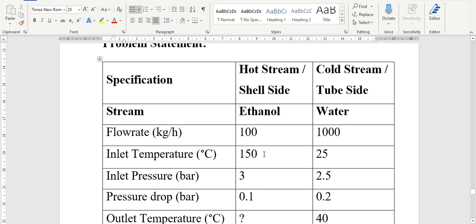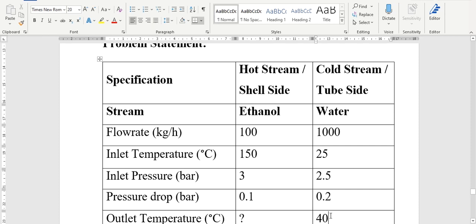The inlet temperature of the hot stream is 150 degrees centigrade and that of the cold stream is 25 degrees centigrade, with inlet pressures of 3 bar and 2.5 bar respectively. These are the inlet conditions, and obviously these are pure streams. The pressure drop at the shell side is 0.1 bar while that at the tube side is 0.2 bar.